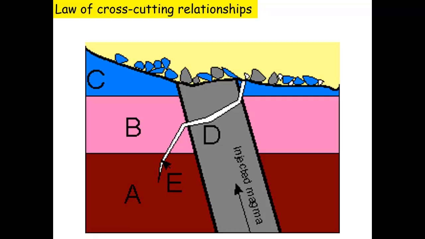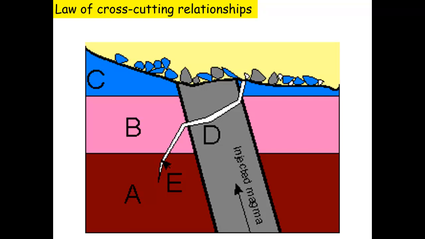Perhaps the most useful of Steno's laws is called the law of cross-cutting relationships. And the law is very, very broad, can be applied to many, many things. It basically says that when one kind of geologic feature cuts across another, then it must be younger than the thing it cuts across.